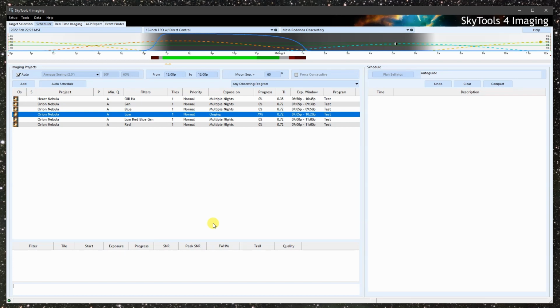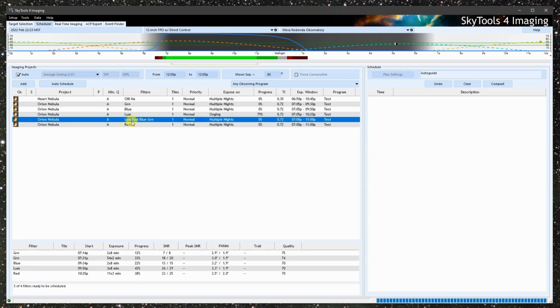Why is the scheduler night bar displaying the red filter on the IQ line rather than the luminance filter? So that means for the whole project here that has all the filters. Why is it showing the red filter? That's because it actually has the longest green period as the longest A period. And we can see that when we separate them.